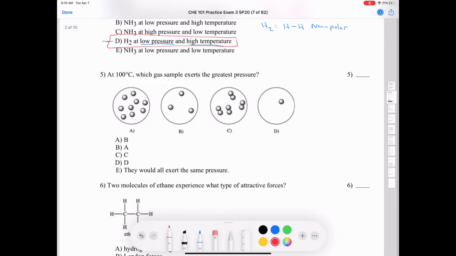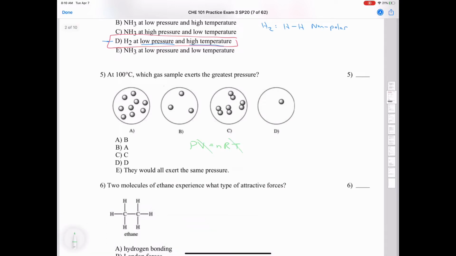Number 5 asks us, at 100 degrees Celsius, which gas sample exerts the greatest pressure? Well, we know that the pressure is going to be proportional to the number of particles, right? Because if you remember the ideal gas law, PV is equal to nRT. If I keep the volume and the temperature constant, and my R is obviously a constant, you can see that pressure is going to be proportional to the number of particles. And if I take a look at all of these, you can see that A has the most particles.